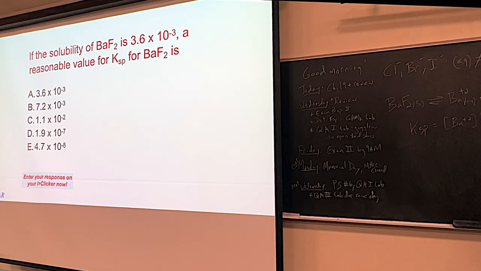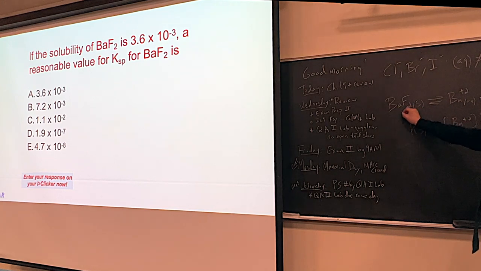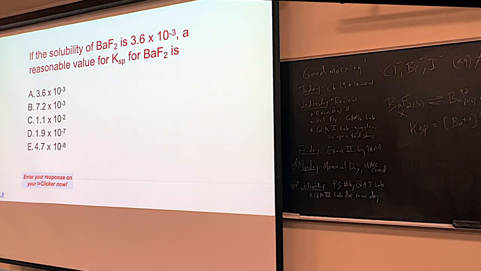All right. Solubility is different than Ksp. You can always take solubility and find Ksp, or take Ksp and find solubility. Solubility, which is the number that's up there, is the moles per liter of barium fluoride that dissolve. So in this problem, X is usually what I refer to as solubility. In this case, it's saying that 3.6 times 10 to the minus 3 moles of barium fluoride will dissolve per liter of solution.